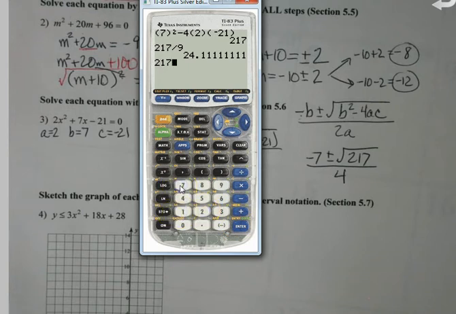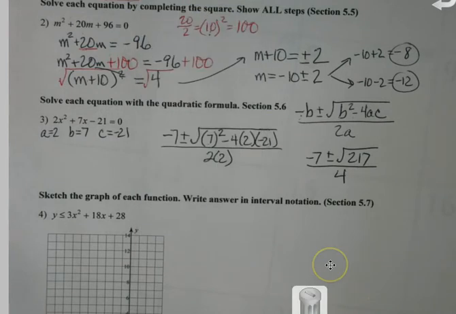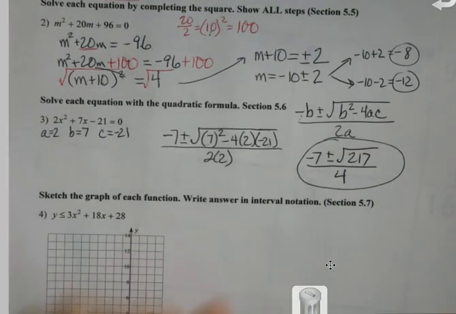16 wouldn't work. That's even. 25 wouldn't work. 36 wouldn't work. Let's try 49 just to make sure, because I know the other ones aren't. Okay, nope, that doesn't work either. So that's as far as this one's going.